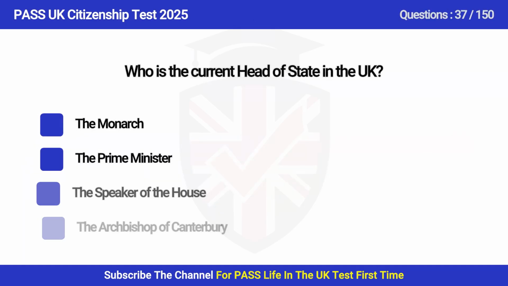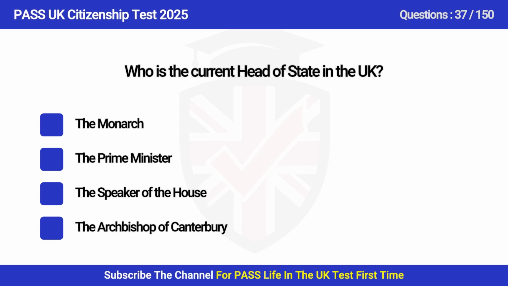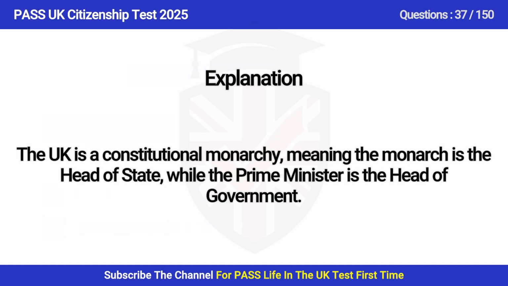Question 37. Who is the current head of state in the UK? A. The monarch, B. The Prime Minister, C. The Speaker of the House, D. The Archbishop of Canterbury? Answer is A. The monarch. The UK is a constitutional monarchy, meaning the monarch is the head of state, while the Prime Minister is the head of government.